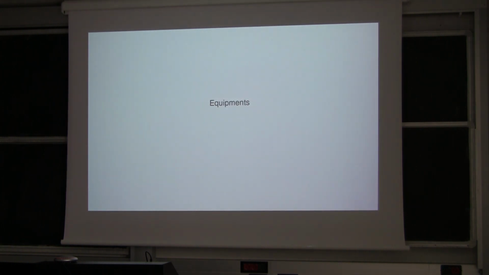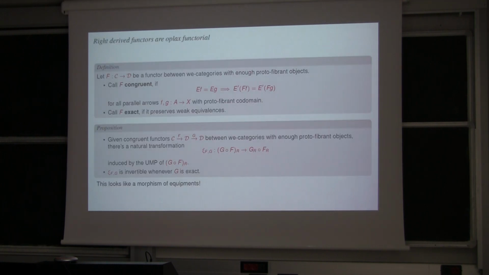Now I want to use the remaining time to give you some reformulation of this technology. Well, not reformulation, but how this fits into the framework of equipments. So again, on the level of WE categories, assume we have WE categories with enough proto-fibrant objects, C and D. I want to call a functor F from C to D congruent if it satisfies this criterion for the existence of a right derived functor, this implication of equalities. And I want to call F exact if it preserves the equivalences.